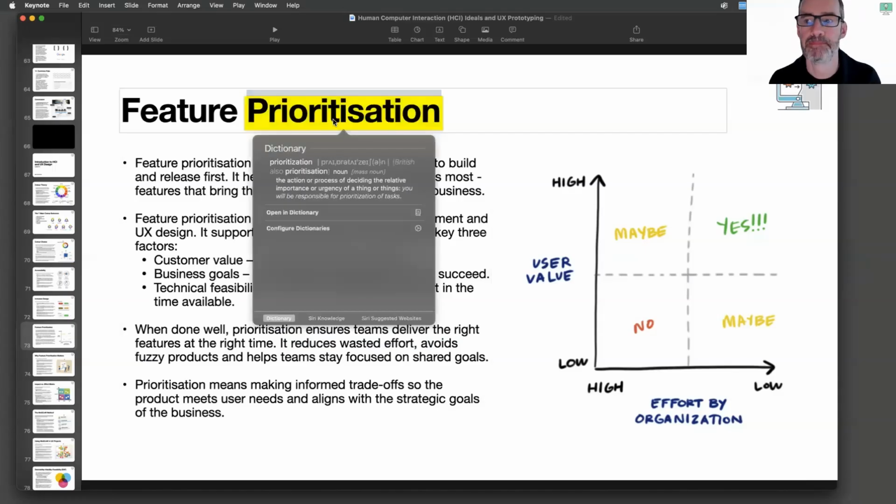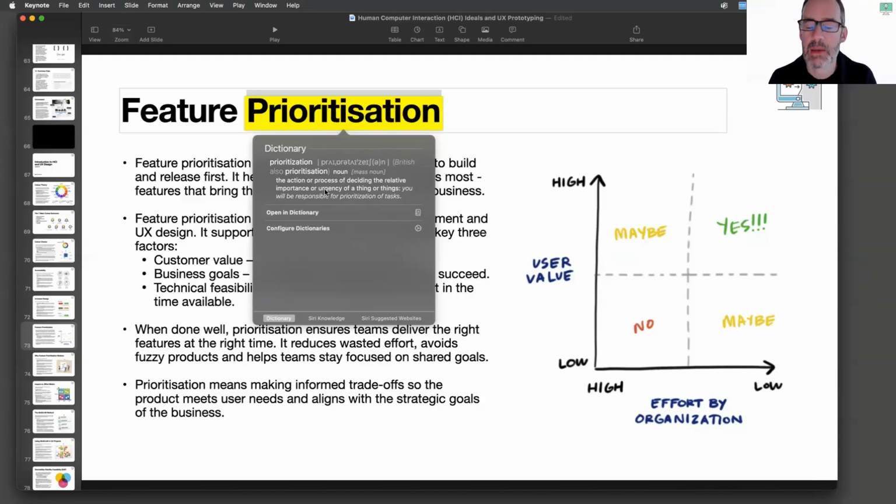Prioritization. So prioritization is when you decide the importance or the urgency of a task. So it's like you think about, should I do this now? Should I do this soon? Or will I do this later? And you say, is it going to be important to do this now?